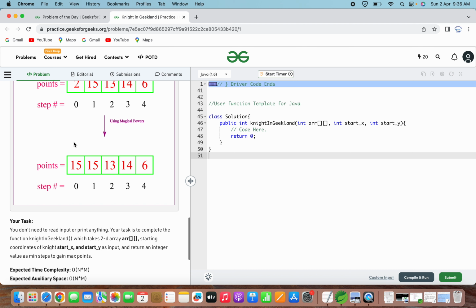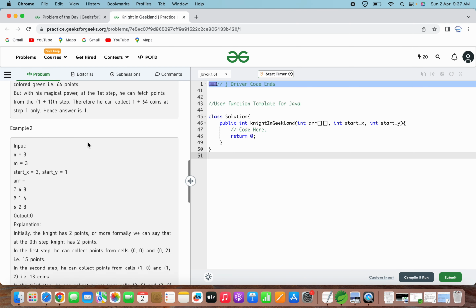We will then iterate over the points array and calculate the total number of points that the knight can collect if he starts collecting the coins from i steps and uses his magical power to fetch all the coins that he will collect in the future steps. So we will then find the minimum value of i for which the knight can collect the maximum number of points. I hope this is clear.